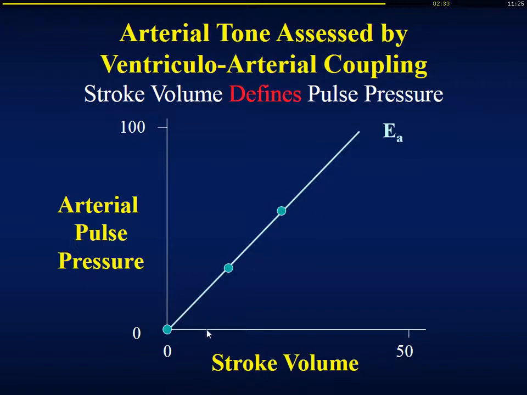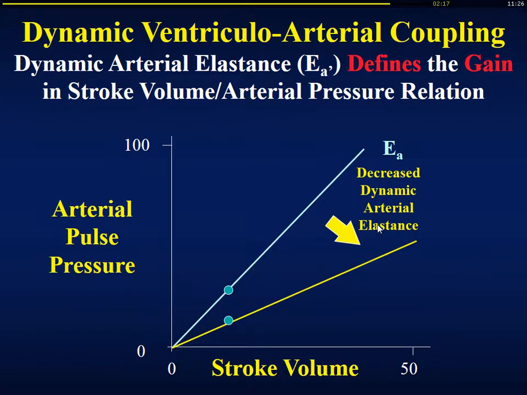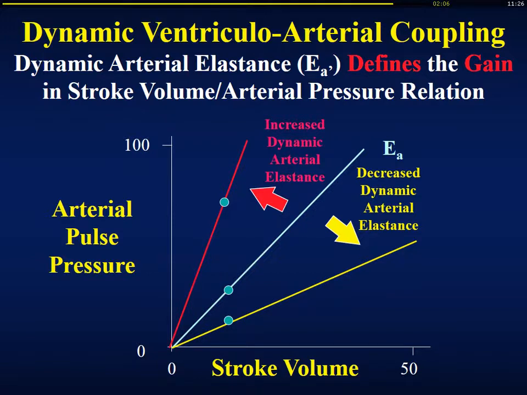And the line that this defines is the arterial elastance. This is the beat-to-beat relationship between stroke volume and pulse pressure, and it's central arterial elastance. So if for the same stroke volume I have a lower pulse pressure, I must have a decreased central arterial elastance. And for the same stroke volume, if the pulse pressure rises, I must have an increase in central arterial elastance. And this is not physiology, this is physics. This is how we define things. So this has to be true.